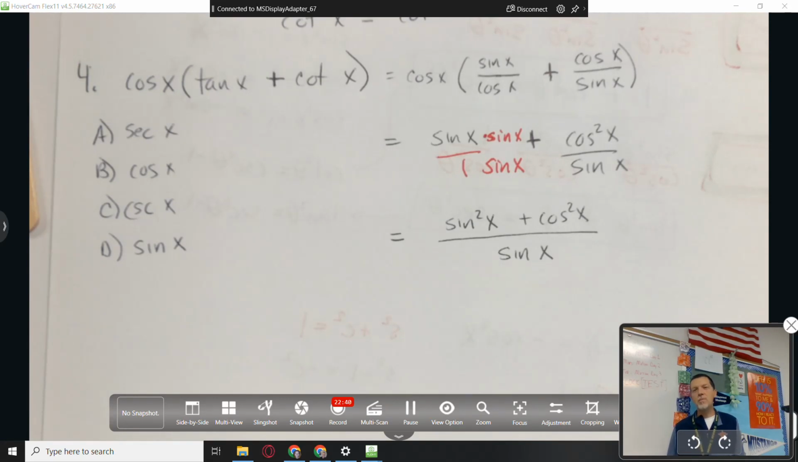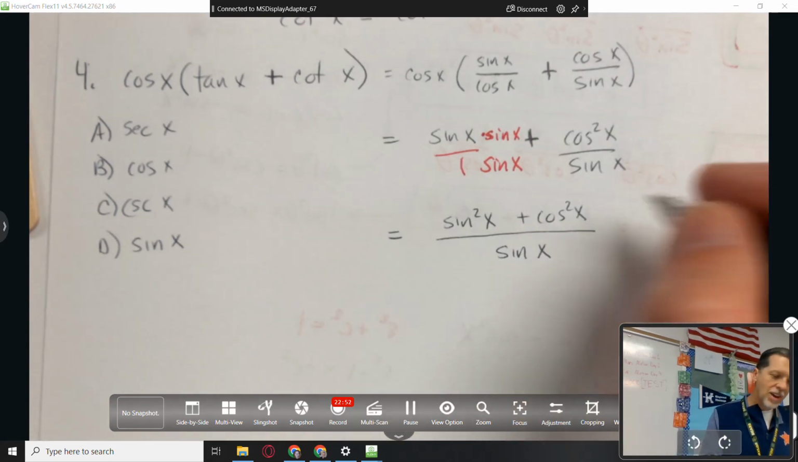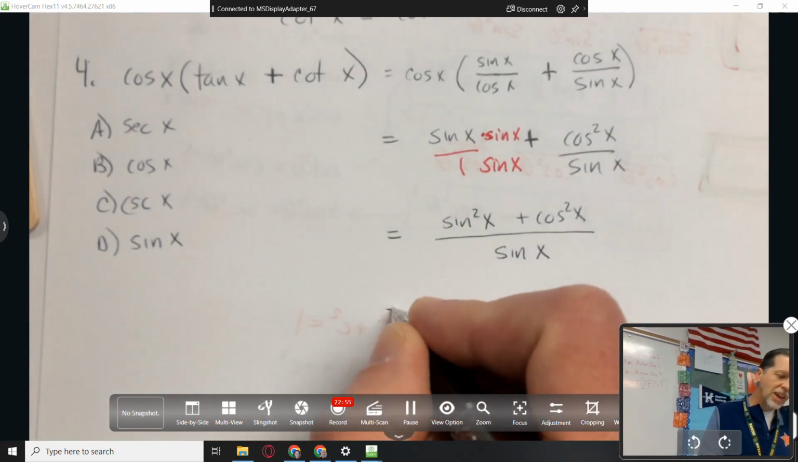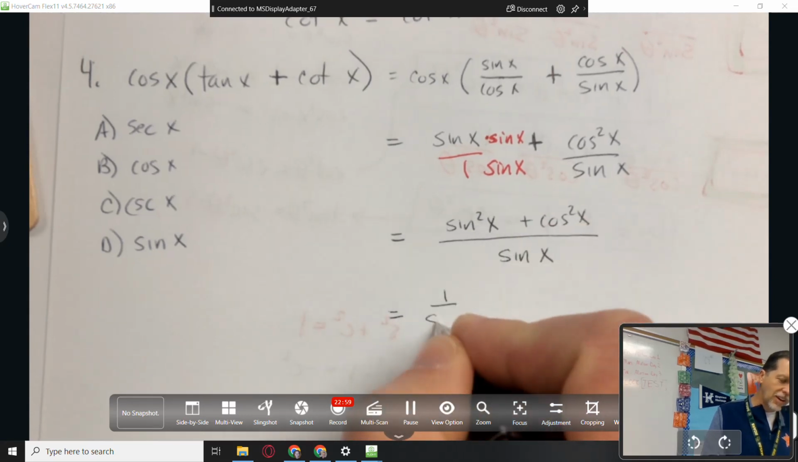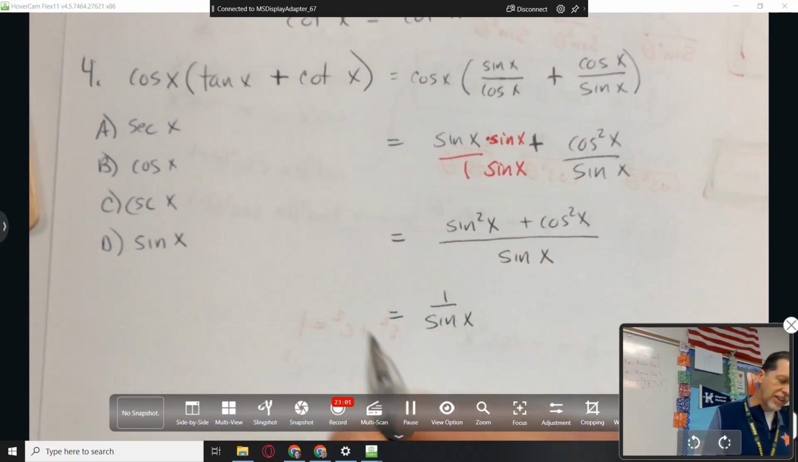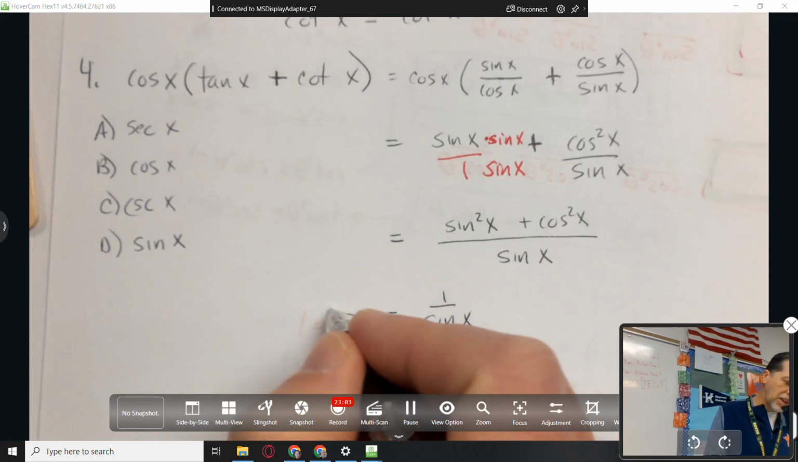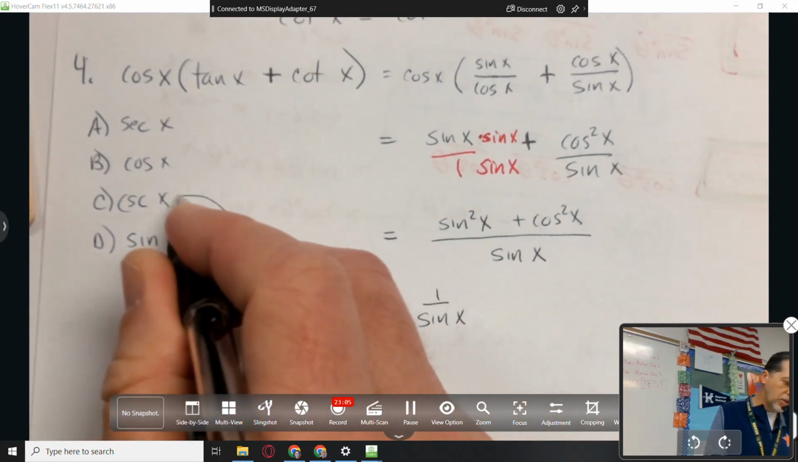Now, it may not be happening yet, but eventually alarm bells will be going off in your brain, because what can we do next? Sine squared plus cosine squared is 1. Anytime you see squares involved, you should be thinking, I've got a Pythagorean identity here. And then 1 over sine of x, that's the same thing as cosecant.